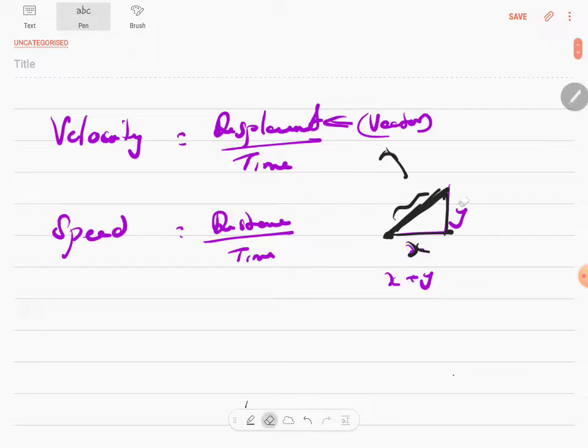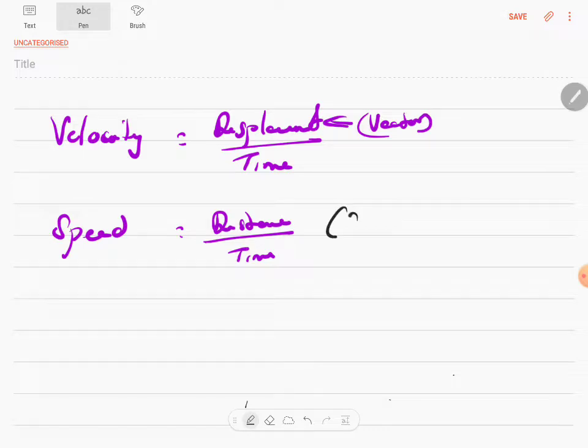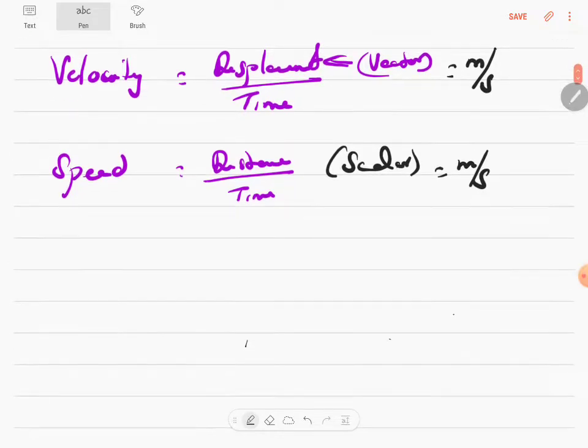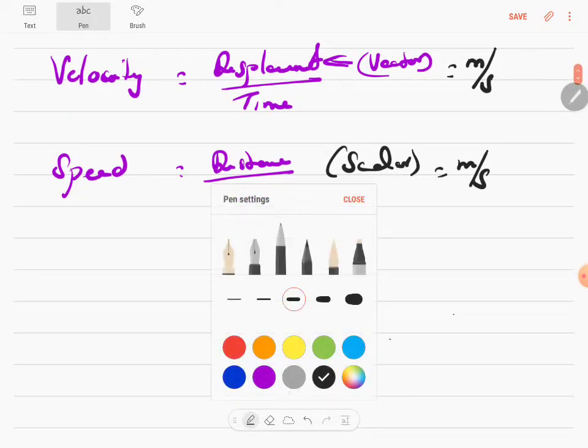So speed is distance by time, velocity is displacement by time, and velocity is a vector, whereas speed is a scalar. The SI unit for this is meter per second, and this also is meter per second. Distance is in meters and time is in seconds.